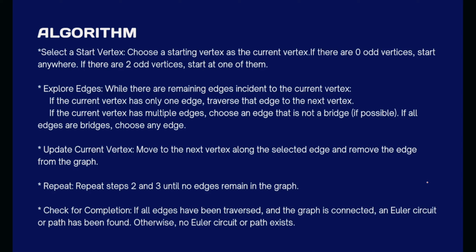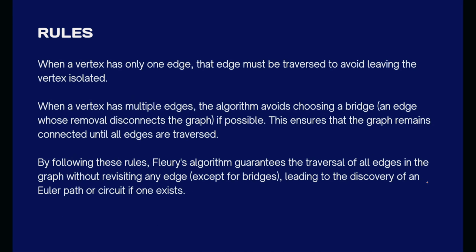Repeat the same process until there are no edges in the graph, and again check for the completion. If all the edges have been traversed, then it has an Euler path or circuit. If not, it doesn't have an Euler path or circuit.